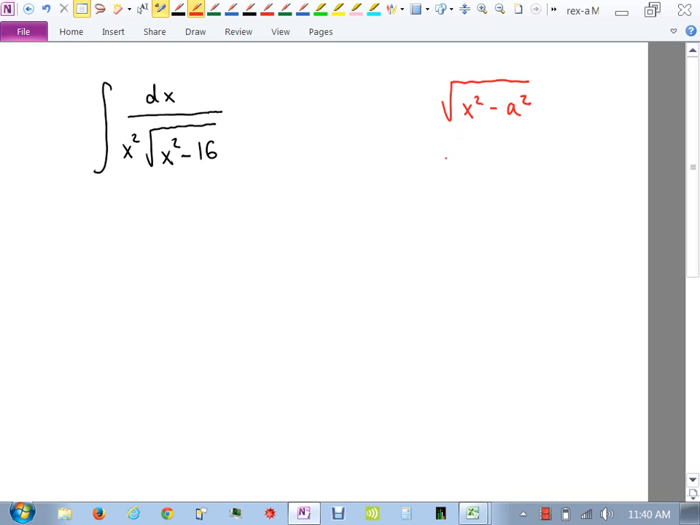Okay, so this is the same as minus 16 is 4 squared, right? So we have that form, right? x squared minus a squared. So what's a? Sorry, I should have said a is 4, right? So what is our substitution going to be when we have x squared minus a squared?